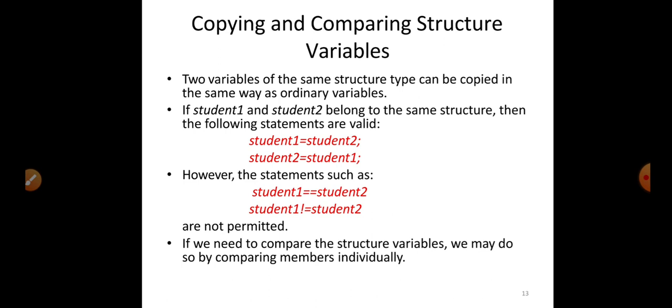So we can use the assignment operator with structure variables if both are of the same type, but we cannot use the comparison operator, or equal operator, with structure variables. So we cannot write student 1 equal equal to student 2, because the comparison operator will not work with structure variables. If we want to compare variables of a structure, we have to compare element by element, or variable by variable. We will see with the help of an example.